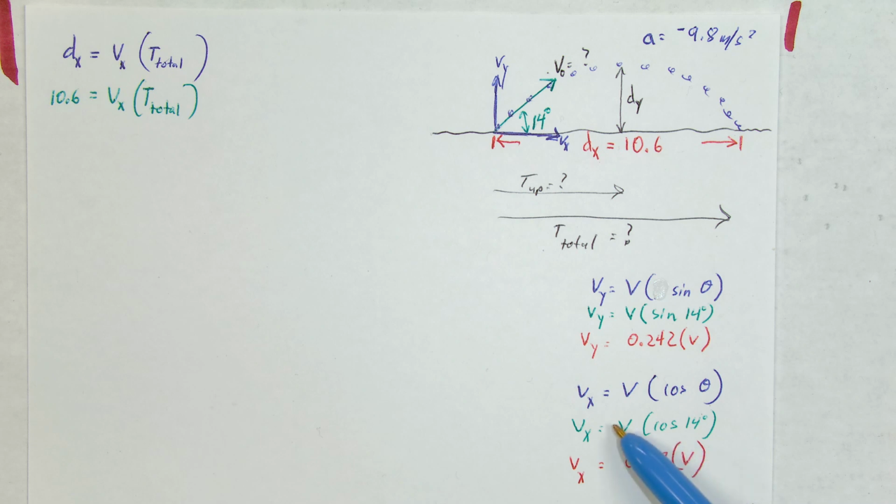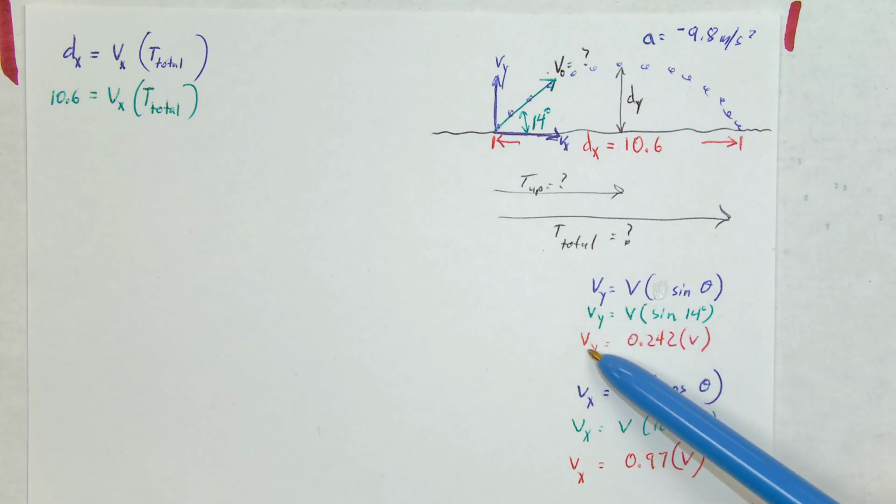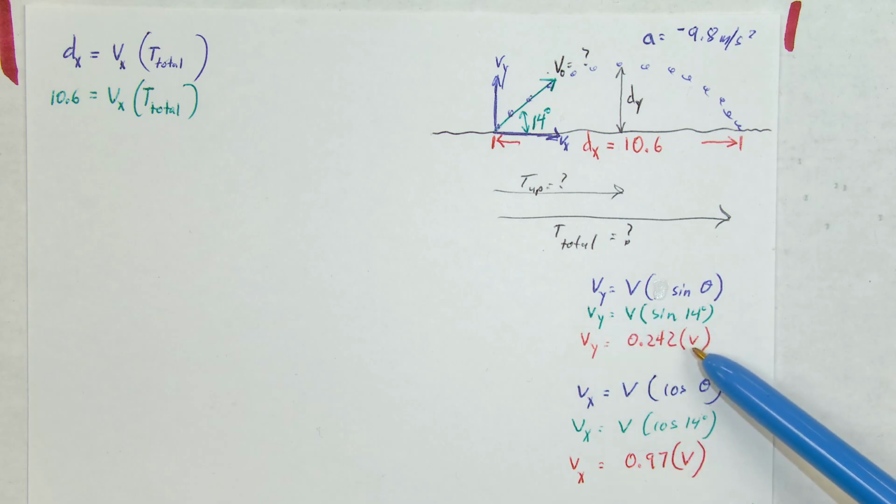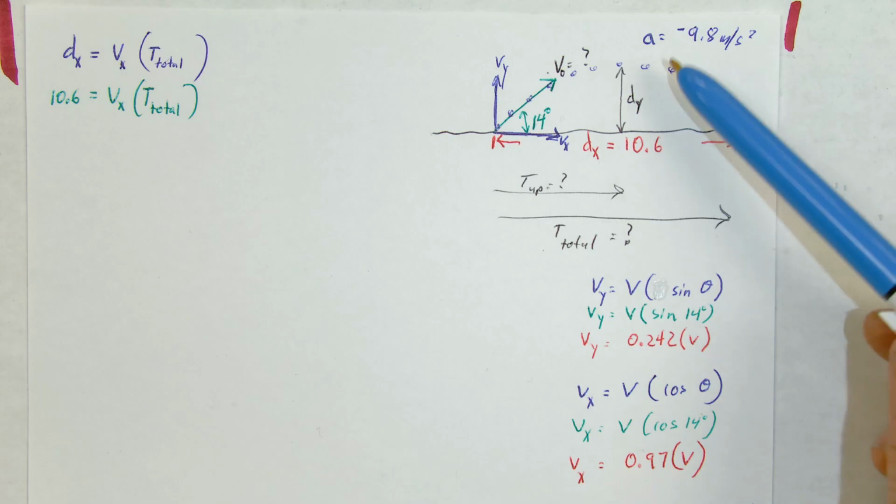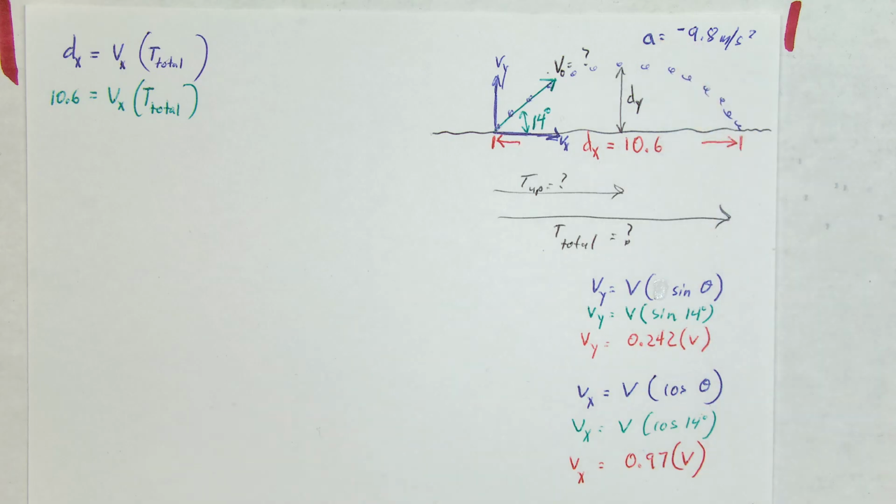Then that's times v. This is useful to us because what we just did is now we have Vx in terms of v, and we have Vy in terms of v. And we're going to use that to our advantage, knowing this acceleration. I'll show you how to do that in a second.